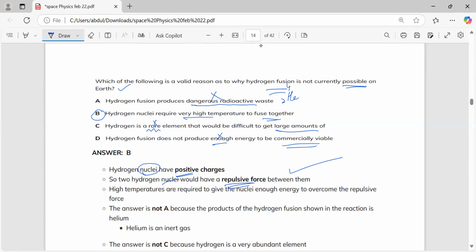If they have a repulsive force between them, then how can we fuse them? In other words, how can we join them together to make helium? There is a strong force of repulsion. So this strong force of repulsion we can overcome. How? High temperatures are required. High temperature means high kinetic energy. High kinetic energy means they are moving very fast. So high temperatures are required to give the nuclei enough energy to overcome the repulsive forces.